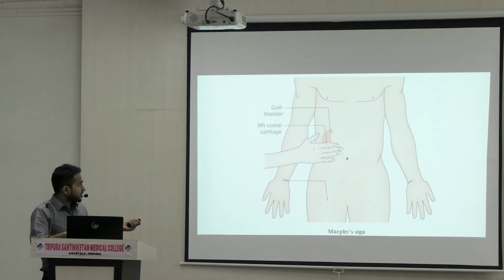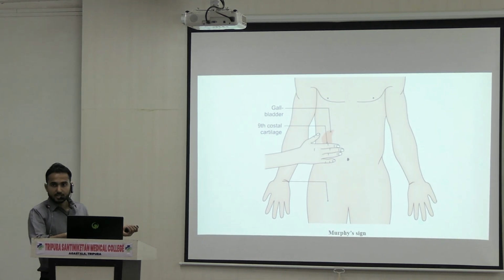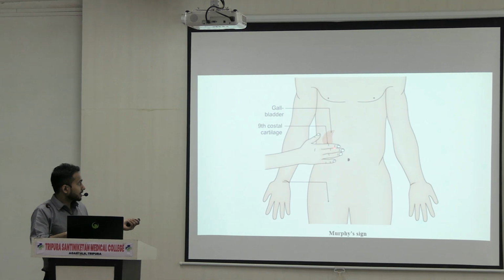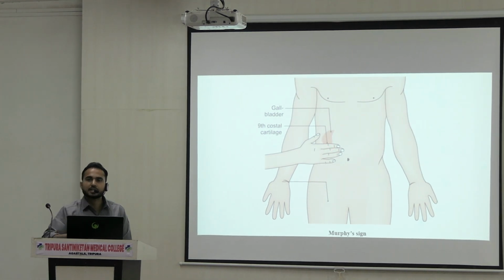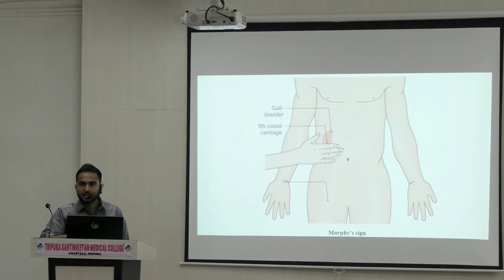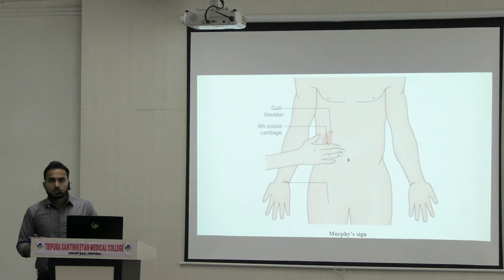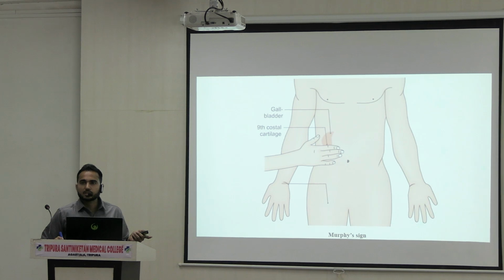Now here you can see the Morphy's sign. Already I have told you what the Morphy's sign is. When you put the hand over here at the tip of the 9th costal cartilage and ask the patient to take a deep breath, at that time the patient will feel severe pain in that particular area, and that is called Morphy's sign. So that is all about the extrahepatic biliary system.